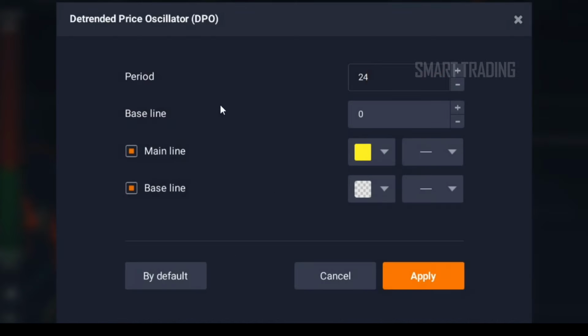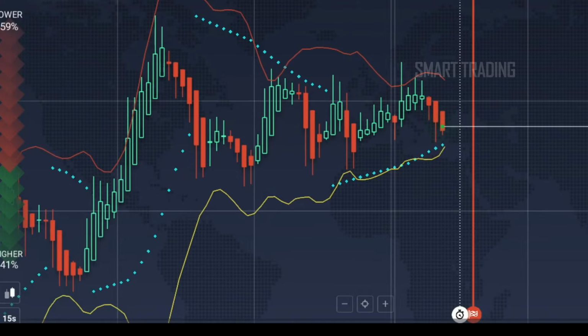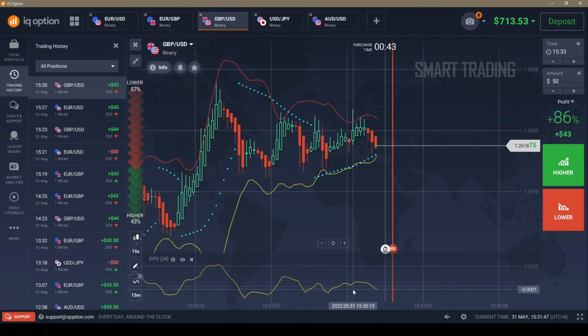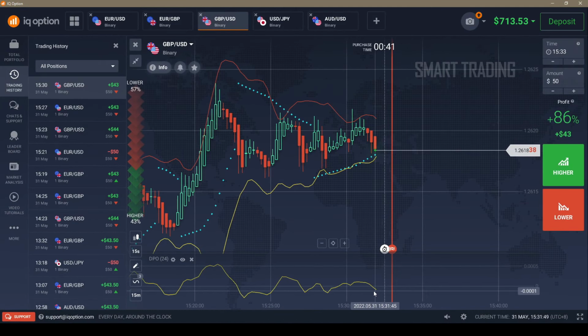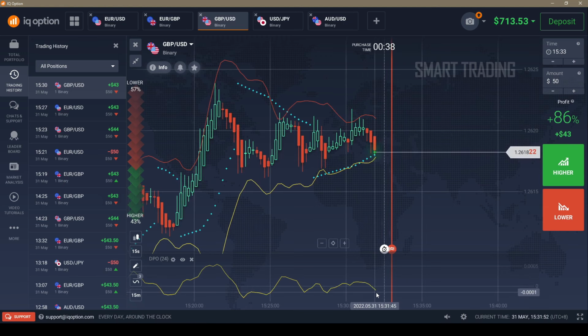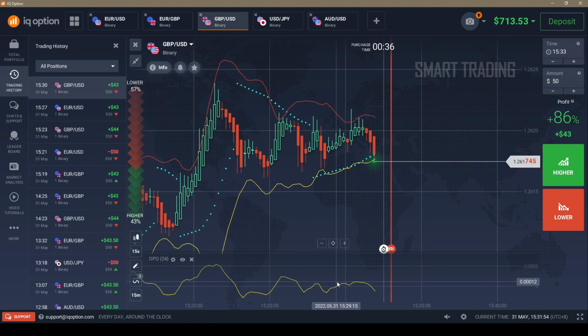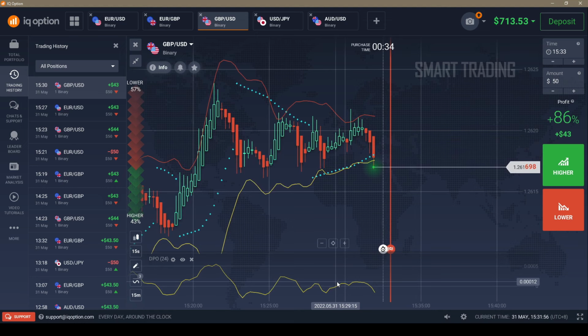Then I attach the DPO, or Detrended Price Oscillator, with a period of 24 and a baseline of 0. It's just easy to trade with these indicators. The price oscillator will help you navigate the consistency of the price and when it will go down or go up.